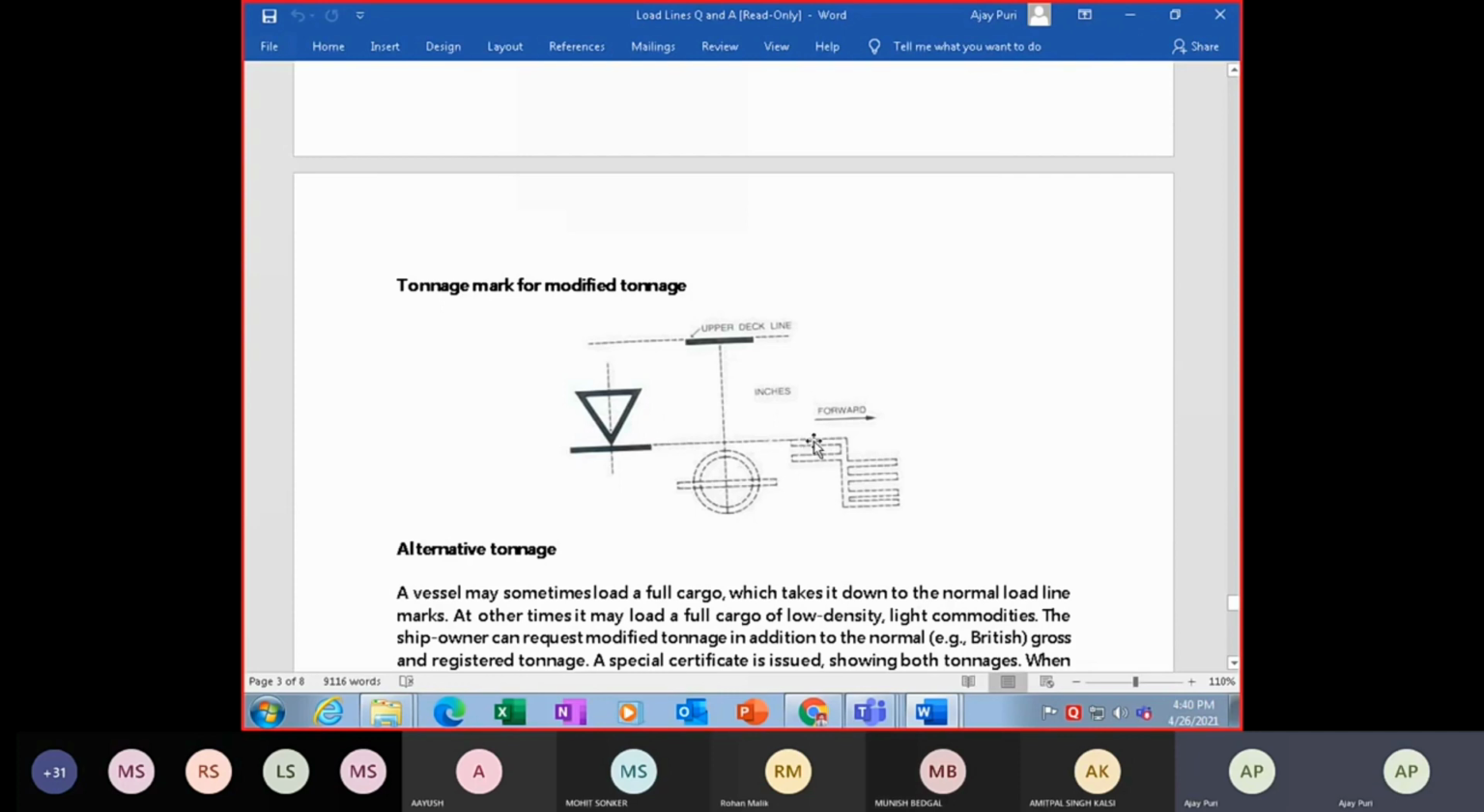So above this mark, up to here, we can load. That is a modified tonnage. So this is a modified tonnage mark. Because your tonnage mark will come ahead of your Plimsoll mark, this is your starboard side. Modified tonnage mark will be aft of the Plimsoll line here.